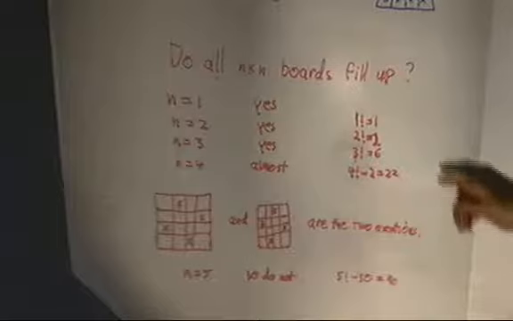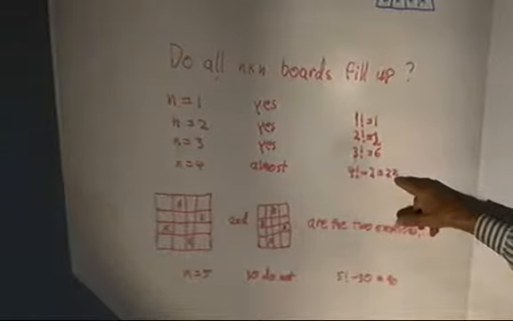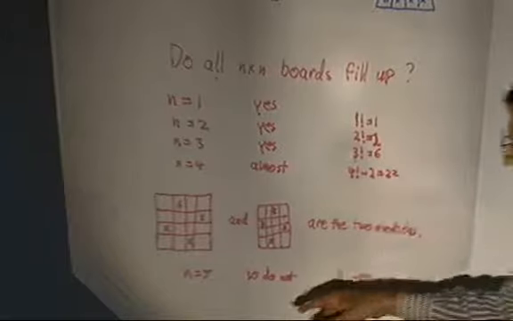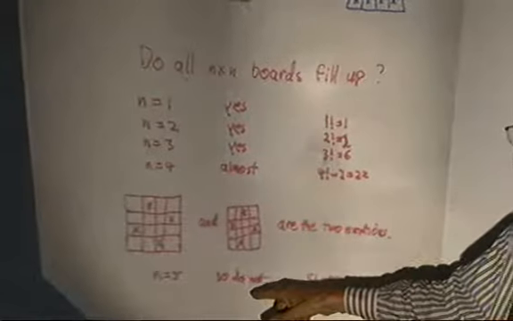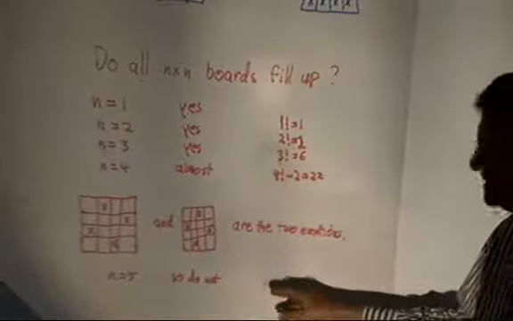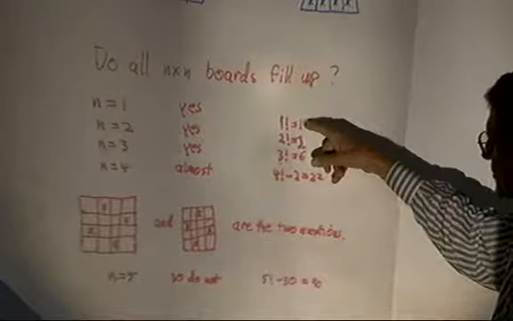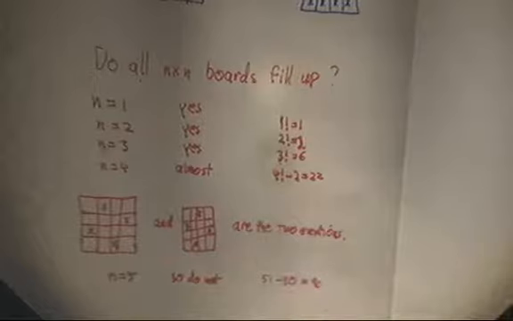Okay, so we have numbers 1, 2, 6, and 24 minus 2 equals 22. Well, for 5 by 5, I'm not going to draw them all because there's 120 of them, but 90 fill up and 30 don't. And we get the sequence 1, 2, 6, 22, 90, and indeed, it takes a little work, but that's the Schroder numbers in an automata setting.